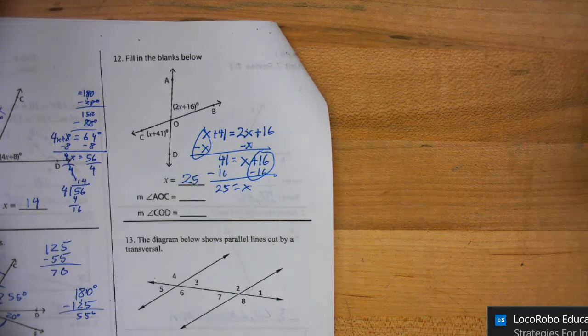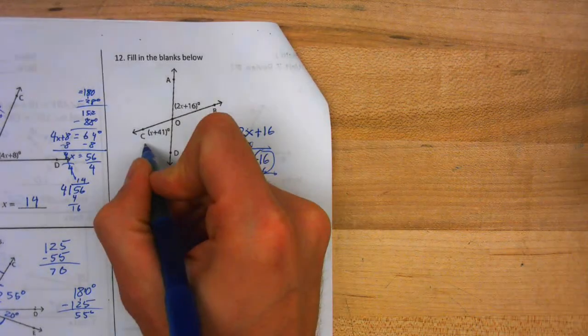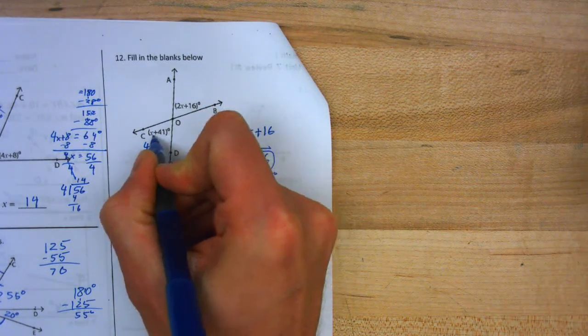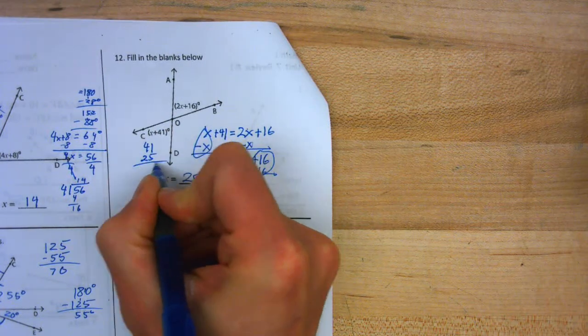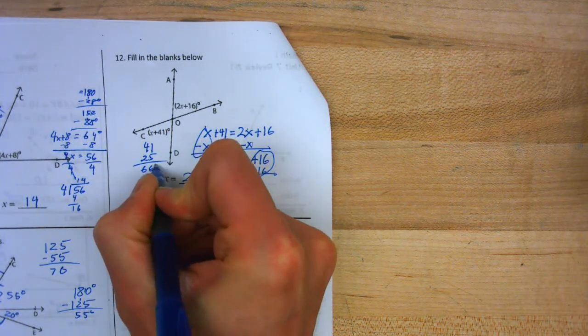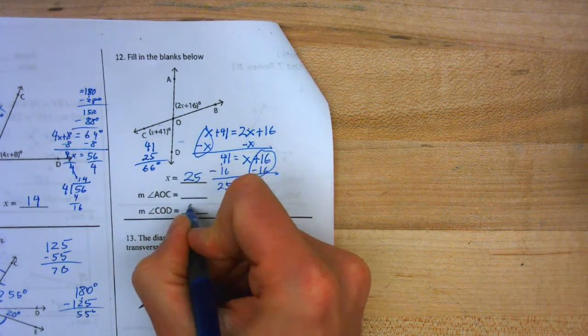Okay. We'll get the same answer either way. So you can substitute it in for 41. That seems to be the easiest one because you don't have to multiply it. And 41 plus 25, 66 degrees. So I know that COD is 66 degrees.